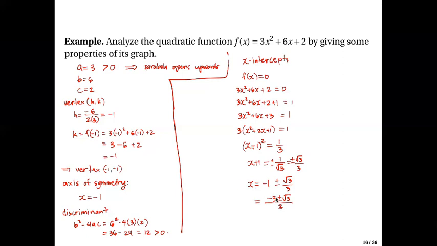Therefore, at these points, you will have the intersections at the x-axis with x coordinates given by these two guys here. Let us just approximate the value of this. Let us approximate the value of that.